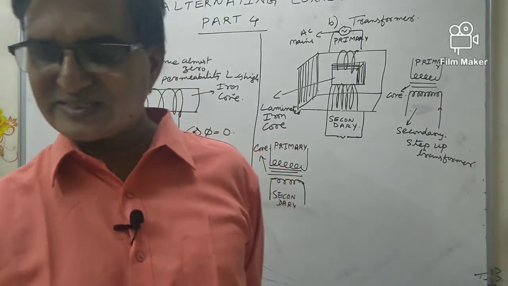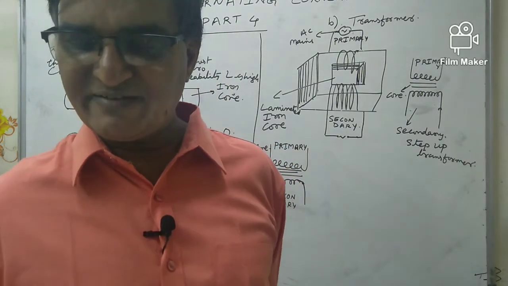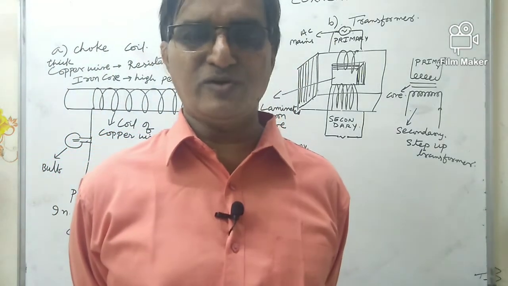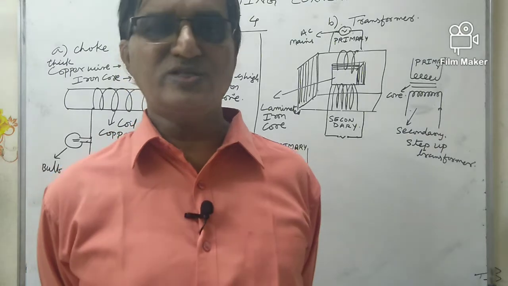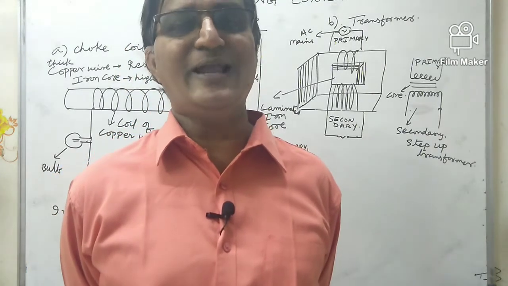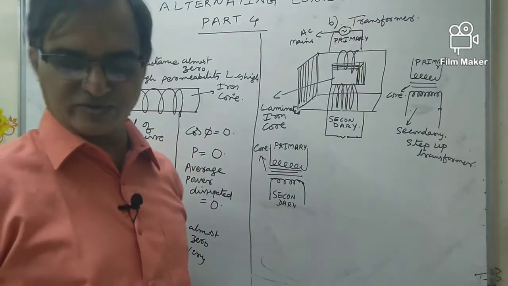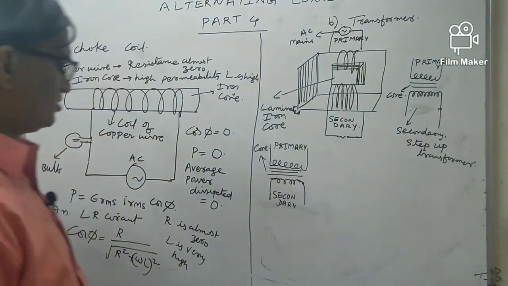Now in this case, power is 0, average power is 0, so average power dissipated in the choke coil is 0. Therefore, this choke coil is used in fluorescent lamps operated in AC circuits. This is about the choke coil.